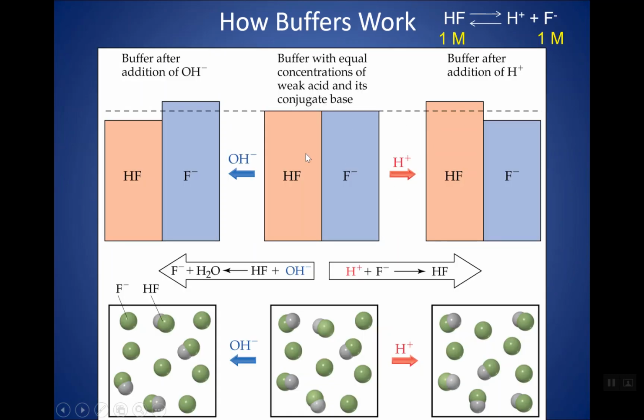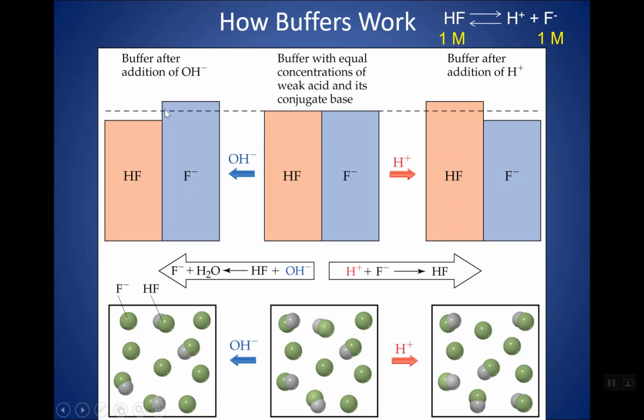So here's just a visual of what I was saying. If you have large and roughly equal amounts of both your weak acid and the conjugate base, or vice versa, weak base and its conjugate acid, then if you were to add H plus, this reaction would shift to the left and create more HF. And as long as you start with relatively large amounts, the difference is not going to be that big. And same thing, if you were to add OH minus, that's the same as the H plus coming down, this would shift to the right. So you make more F minus, use up a little of the HF. But again, as long as you start with large amounts, the difference is not going to be that great.